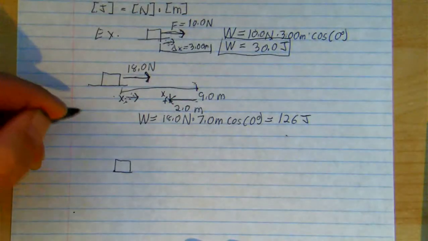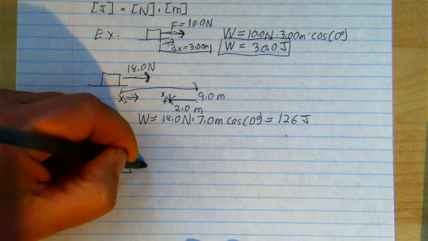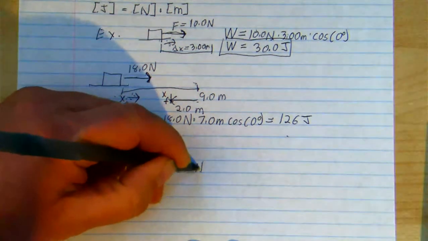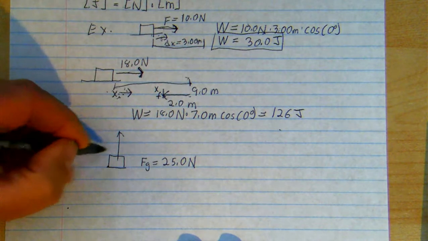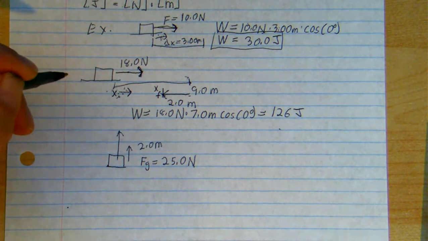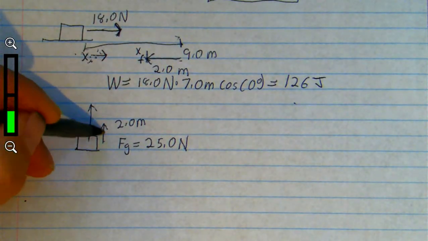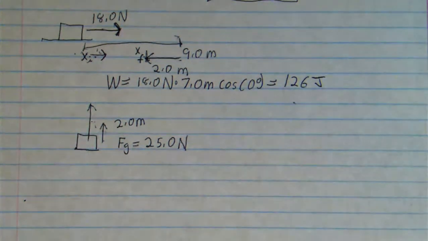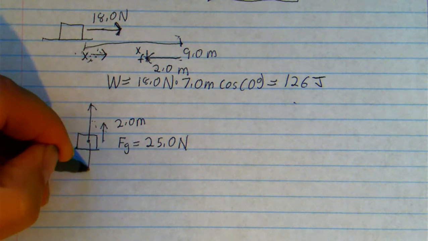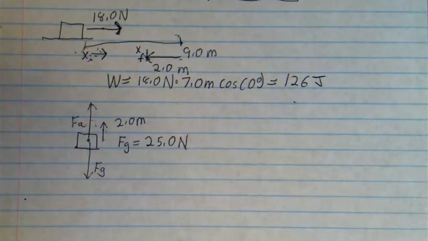I have a box and I lift this box. Now this box weighs 25.0 newtons. And I lift the box up 2 meters. How much work do I do lifting this box? Okay. And by the way, I lift the box with a force equal to its weight. So its weight actually points down, and my applied force points up.